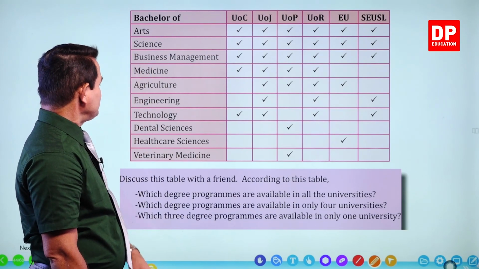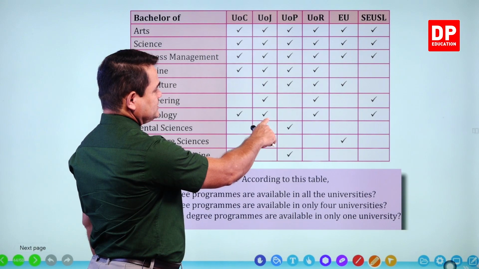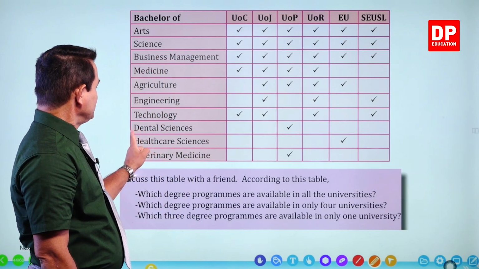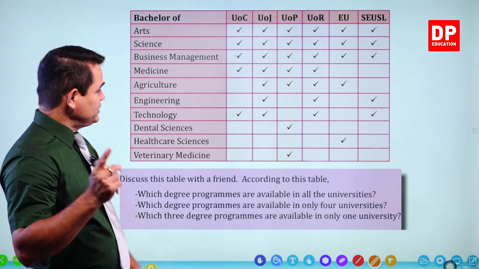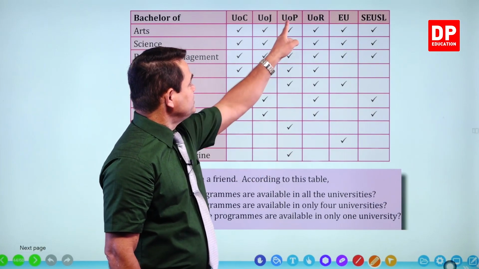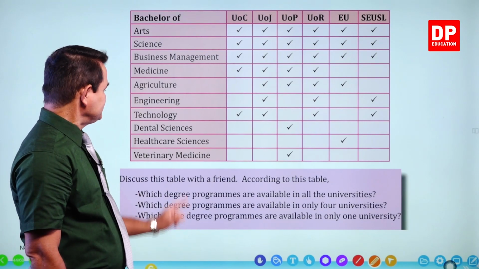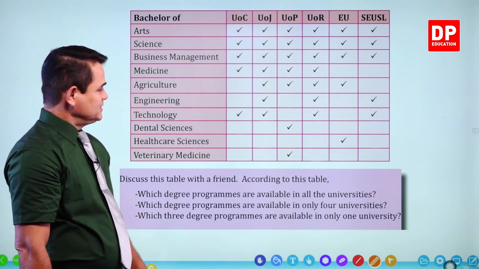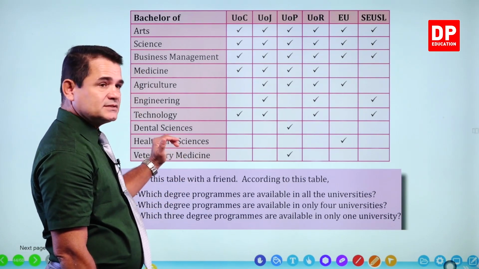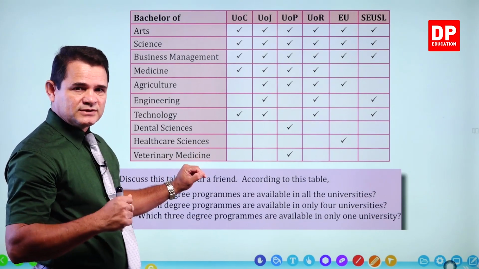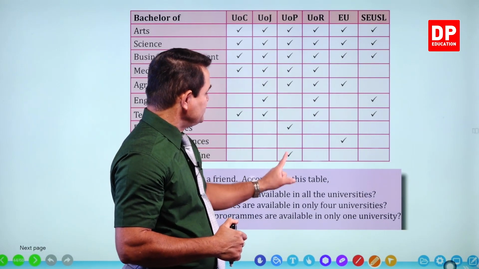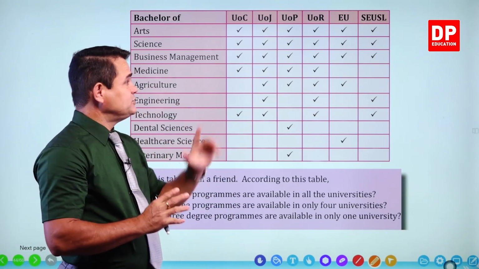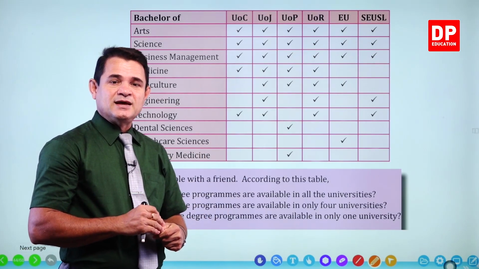And the next one, Bachelor of Technology, these 2 universities. And next one, Dental Science, only in one university in Sri Lanka. So only in University of Peradeniya, Dental Science. And Healthcare Science, that is also only in one university, that is Eastern University. And veterinary, that degree is available only in University of Peradeniya. Now I hope that it is clear, this table is clear about these universities and the faculties and their degree programs.